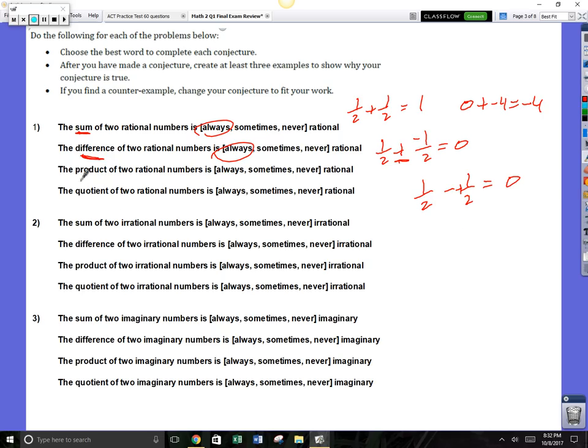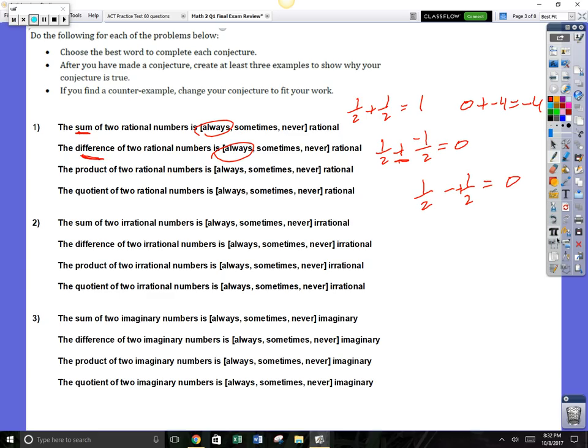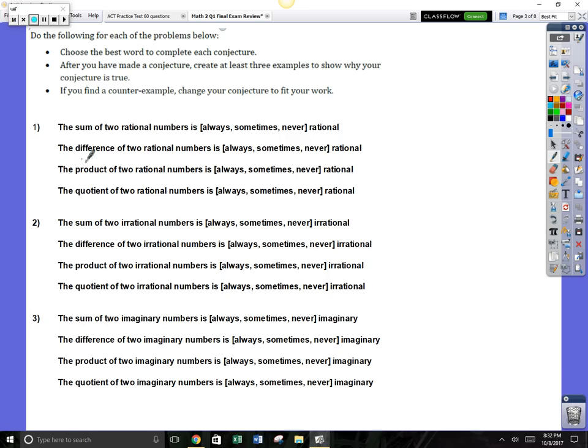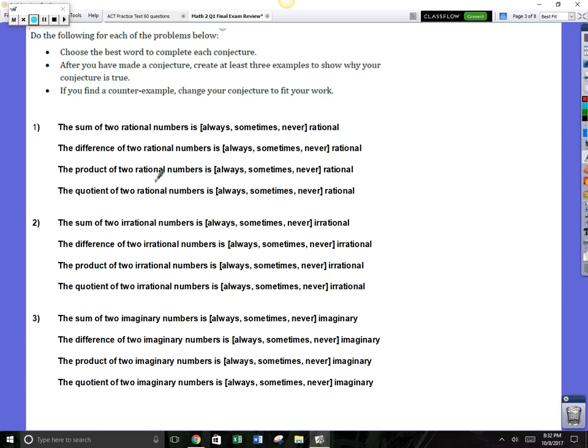Okay, the product of 2 rationals. If you times 2 rationals, I'm not giving all 3 examples, I'm just giving a couple. So if you multiply 2 rationals, pick any rational. If you do 1/2 times 3, that creates 3 halves, which is rational. And -4 times 0 is 0, that's rational. It is going to be always.